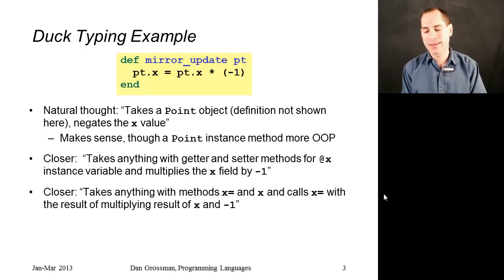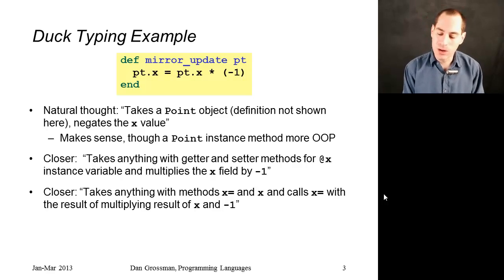Whether these things are accessing an instance variable, whether the x= method even updates anything, it would be poor style to have a method called x= that didn't actually update something, but nothing would stop you. And if you have any such object, you can pass it to mirror update, and something presumably useful will happen.